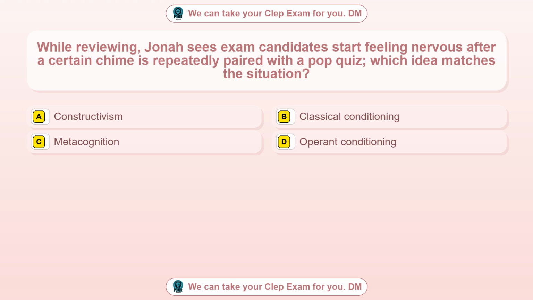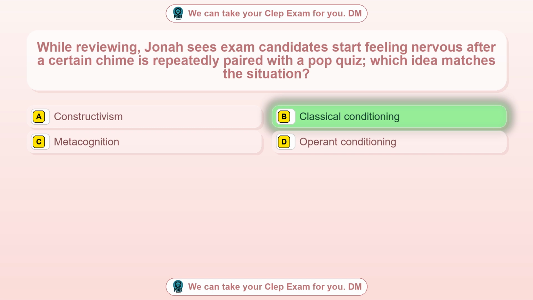Question 1. While reviewing, Jonah sees exam candidates start feeling nervous after a certain chime is repeatedly paired with a pop quiz. Which idea matches the situation? Option A, constructivism. Option B, classical conditioning. Option C, metacognition. Option D, operant conditioning. The correct answer is option B.